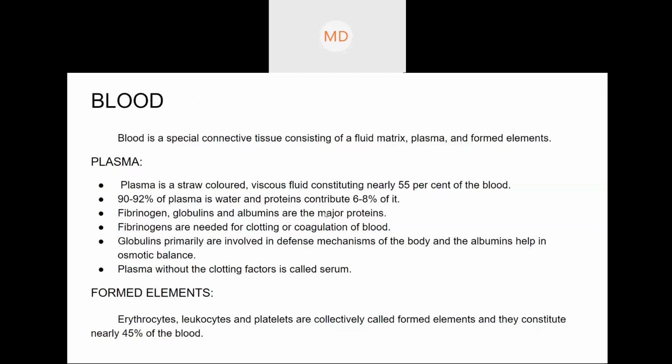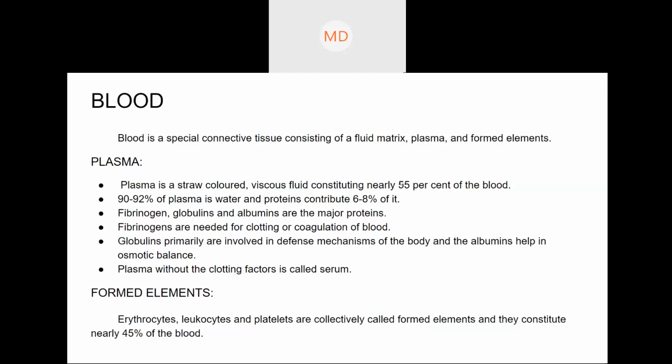Okay, so blood is formed of blood cells. All of you know one thing is blood cells. So blood cells will come under the formed elements. Here you can see the blood consists of fluid matrix, plasma, and formed elements. So fluid matrix and plasma are almost the same thing. That is the liquid content of the blood. The liquid content of the blood is known as the plasma.